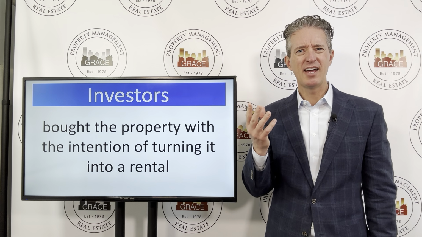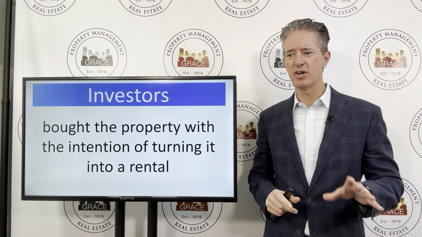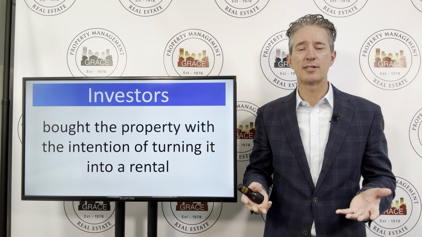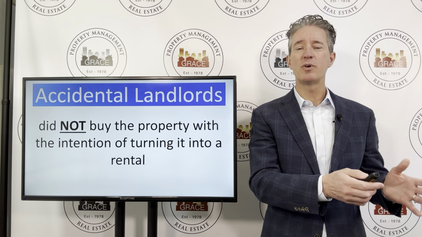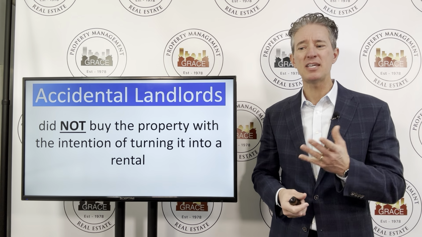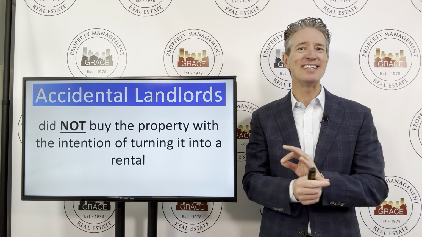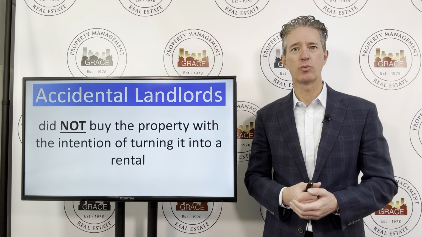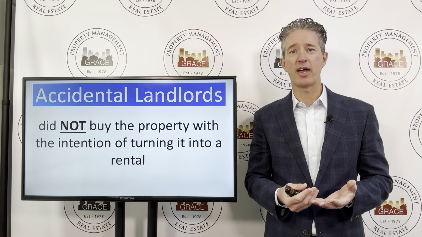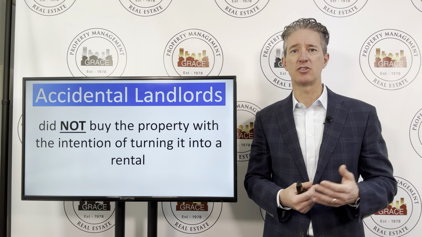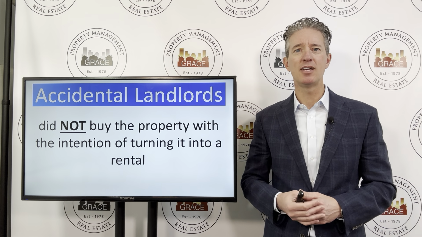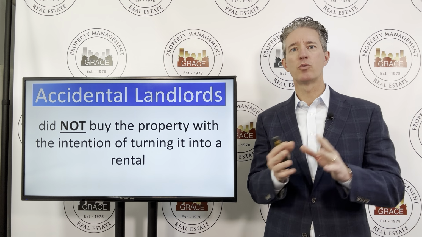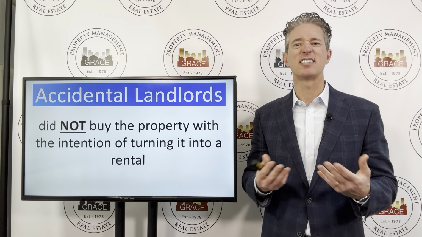Okay, so investors. How do we understand an investor? Just so we're all on the same page here. Investors are people that bought the property with the intention of turning it into a rental. That's what we mean by investor. Very straightforward. When we say accidental landlords, what that means is those individuals did not buy the property initially with the intention of turning it into a rental. They bought it to live in it. Now they have to move out for some reason. Maybe they got a job transfer, something in life happened. But rather than selling it, they're going to convert that property into a rental. So in the industry, we call them accidental landlords.